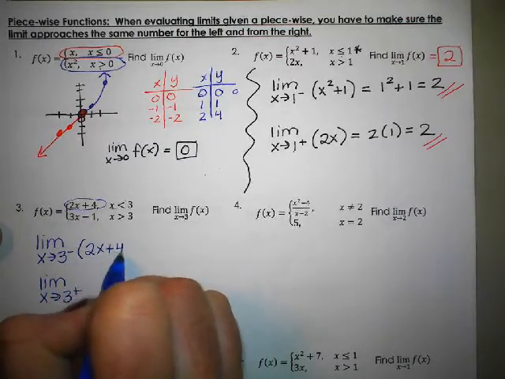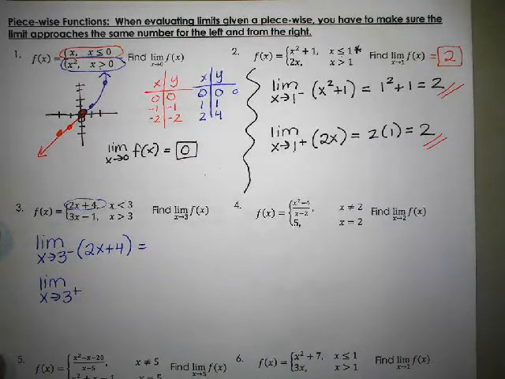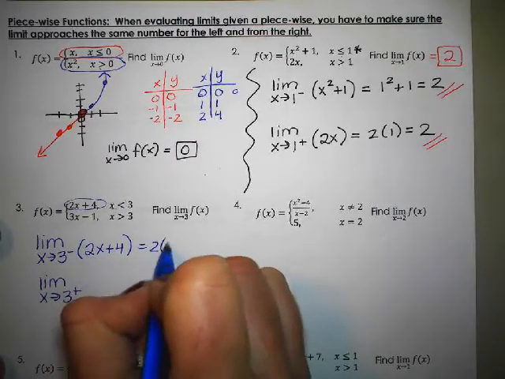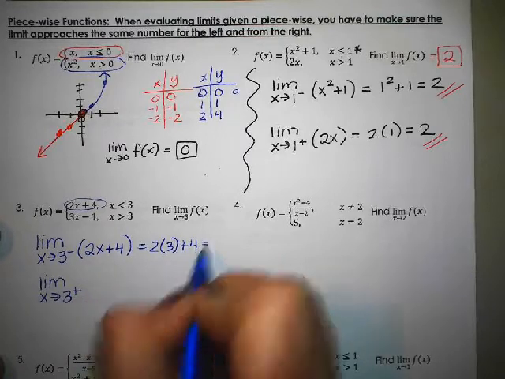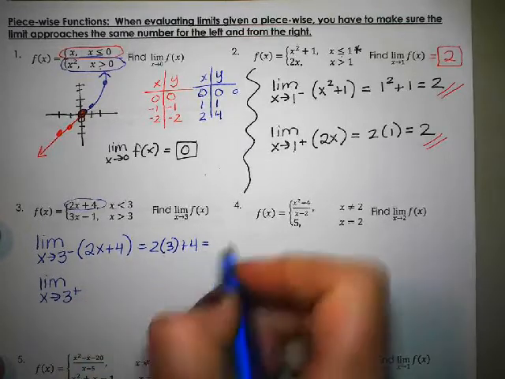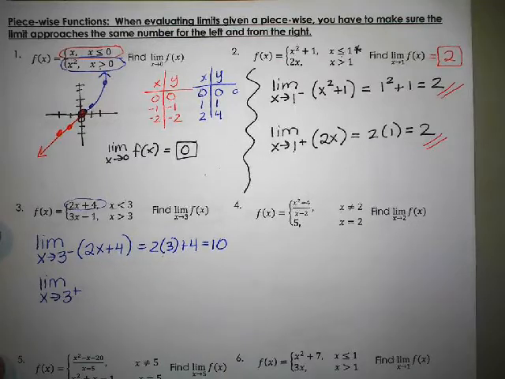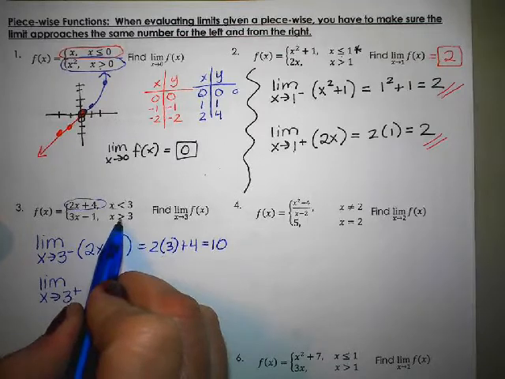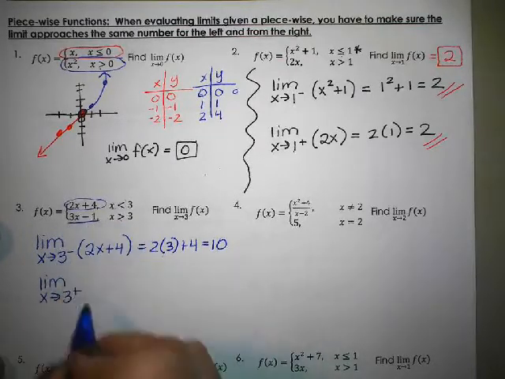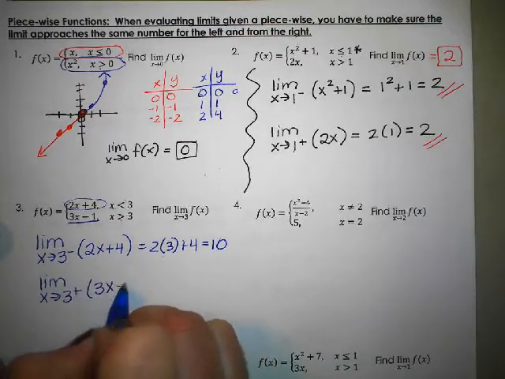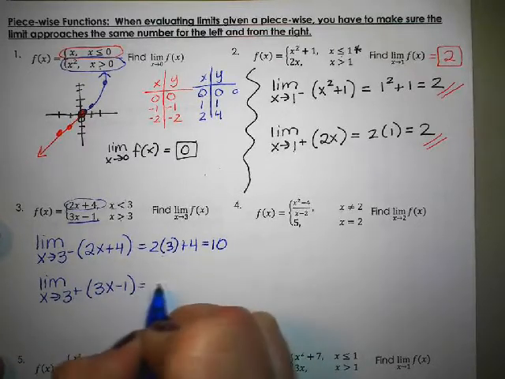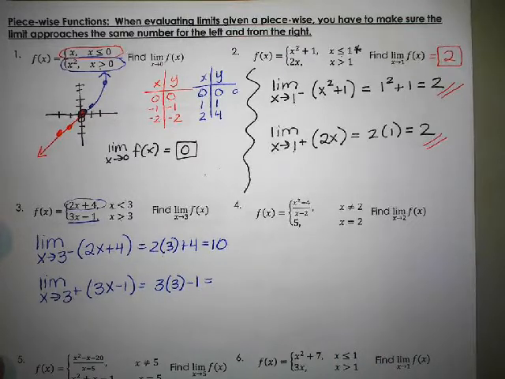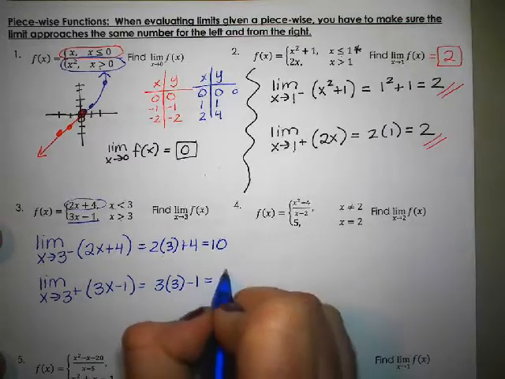I'm going to use this top equation, 2x plus 4. Make sure you're writing that in, not just substituting in yet. Now I'm going to substitute 3 in. So 2 times 3 plus 4, and I get 6 plus 4, which is 10. Let's look at the right-hand limit. From the right side, I'm going to use when x is greater than 3. So this bottom function, 3x minus 1. If I put 3 in, 3 times 3 minus 1. Well, 3 times 3 is 9, and 9 minus 1 is 8.